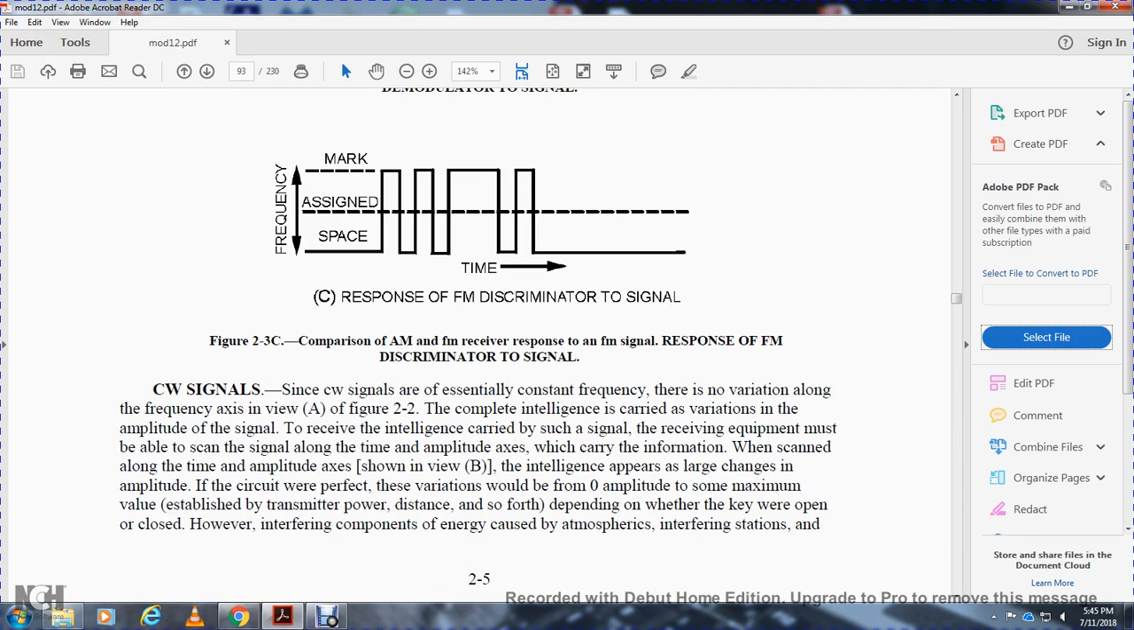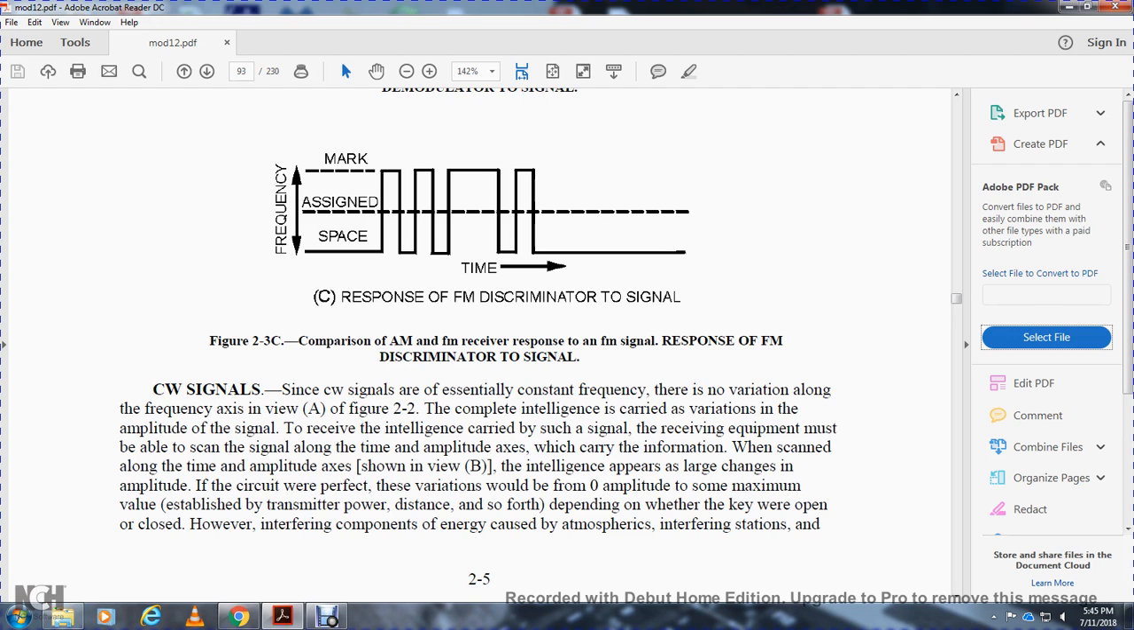For a continuous wave signal, since the signal is essentially constant in frequency, there is no variation along the frequency axis in view A of figure 2-2. The complete intelligence is carried by the variation in amplitude of the signal at the receiver. The equipment must be able to scan the signal along the time and amplitude axes, which carry the information. The intelligence appears as large changes in amplitude, with zero amplitude and the maximum value established by transmit power, distance and so forth, depending on whether the key is open or closed.